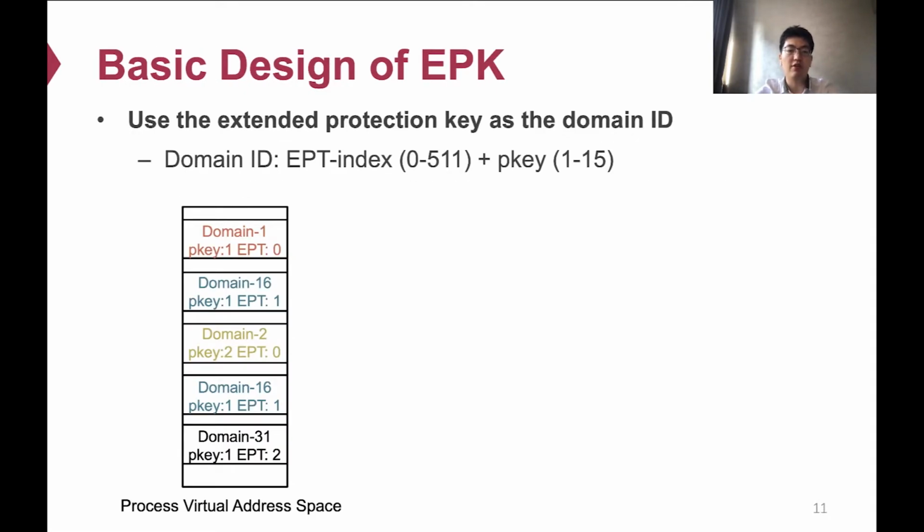The hardware feature of MPK is also usable in a VM, thus EPK combines MPK and VMFUNC. It requires an application to run within a VM and multiple EPTs need to be created for the VM. EPK allows an application to partition its virtual address space into different memory domains, with each domain containing discrete memory pages. A domain exclusively takes one extended protection key as its domain ID, which is composed of a PKey and an EPT index.